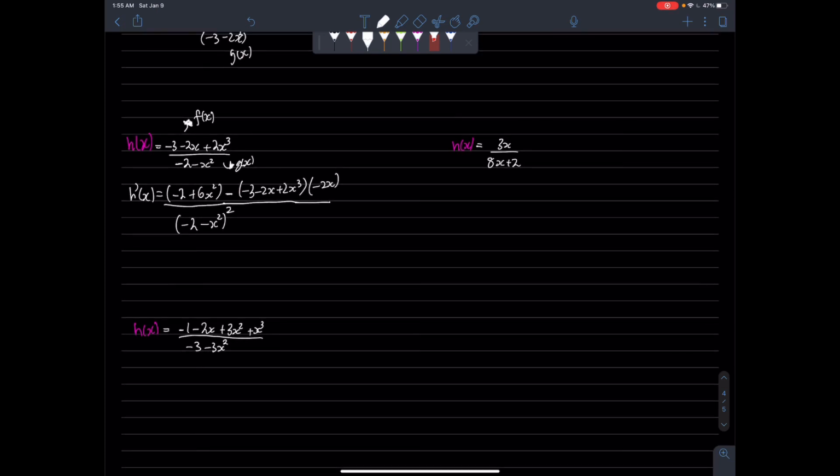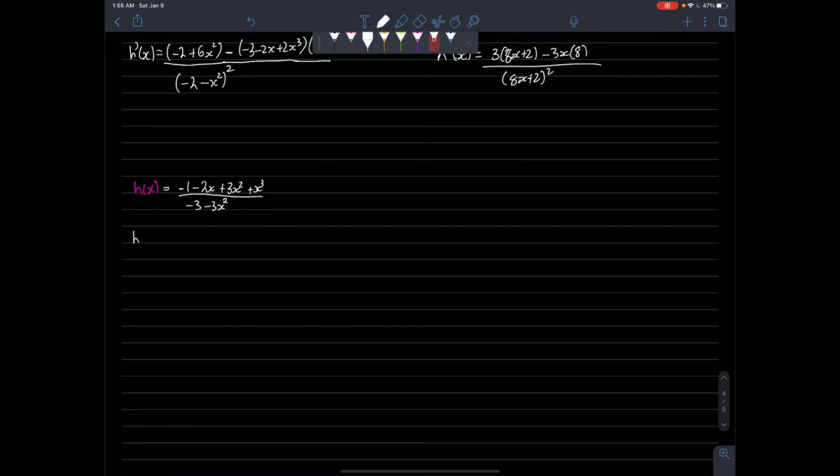This one's easier. f of x, g of x, f prime of that. Oh, sorry, I am so used to writing the function f of x for some reason. So derivative of the top, 3 times 8x plus 2 minus 3x times 8. Very straightforward function. Okay.